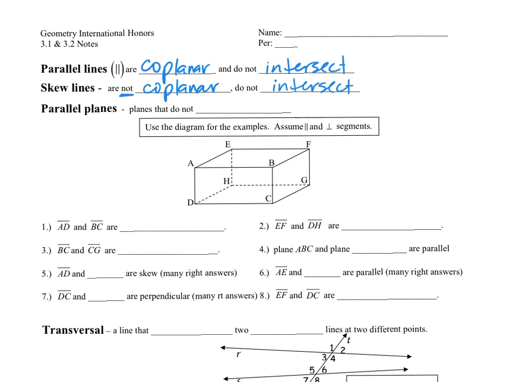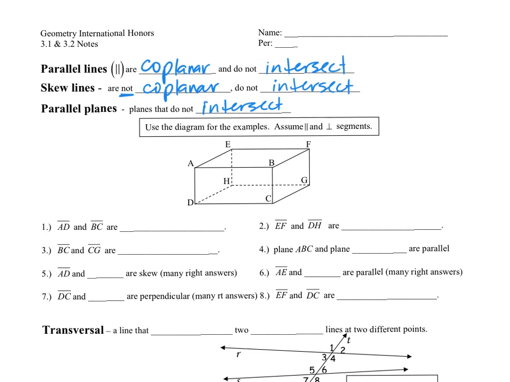But let's first define parallel planes. Parallel planes like the floor and the ceiling of the room that you're sitting in. Parallel planes would be two planes that do not intersect, have no points in common. Okay, so let's look at some examples. And before we do, we need to notice that this note. We're going to use this diagram. We need to assume that any segments that appear to be parallel, we're going to go ahead and assume that they are parallel, and any intersecting segments that appear to be perpendicular, we will assume that they're perpendicular as well.